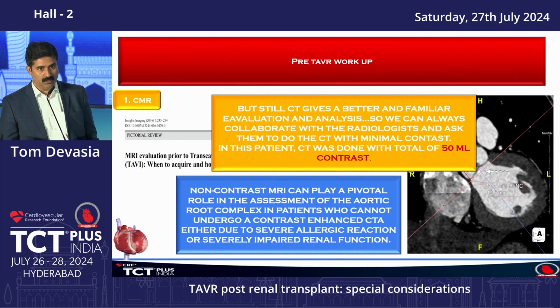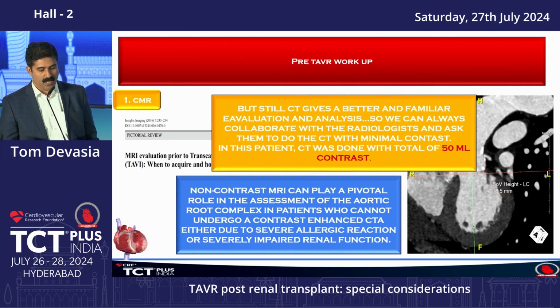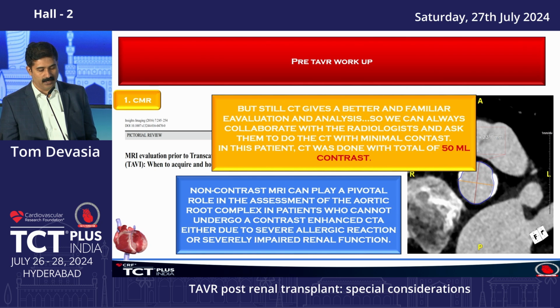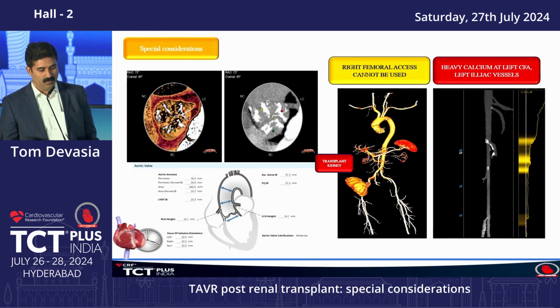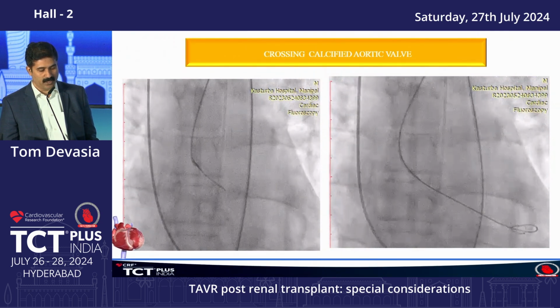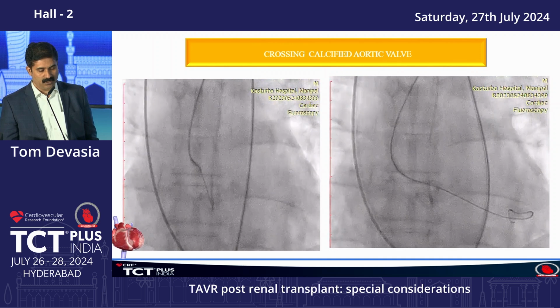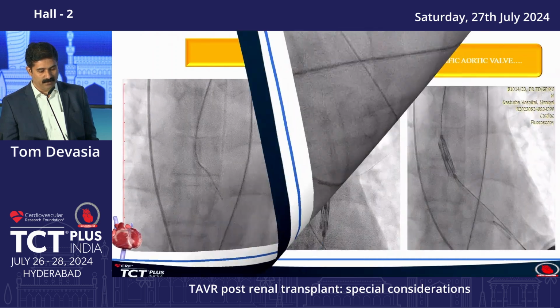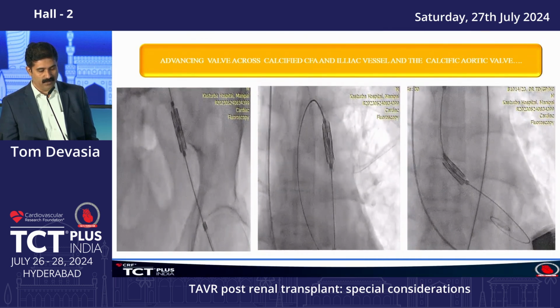So we have an alternate option: to discuss with the radiologist and have a CT analysis with less amount of contrast with nephroprotection. And some special considerations, of course: the nephrologist will not allow us to use the right femoral access. So our access would be only left femoral, and we need to study that carefully for calcification, which is quite common in CKD and post-transplant status. Otherwise, crossing the valve and advancing the valve is standard, nothing different.